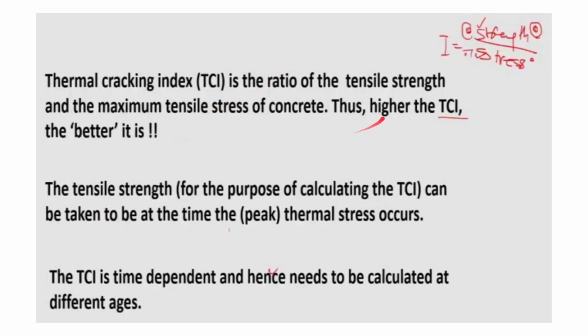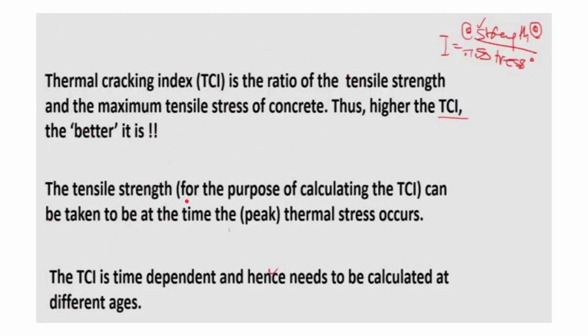Now let us see what the thermal cracking index, TCI, is. TCI is basically the ratio of the tensile strength to the maximum tensile stress of concrete. Tensile strength is basically the strength of concrete, and tensile stress is basically the thermal stress generated in the concrete due to the condition. Thus the higher the TCI, the better it is, because the more the strength of concrete, the higher will be the TCI value, and that is a good thing.